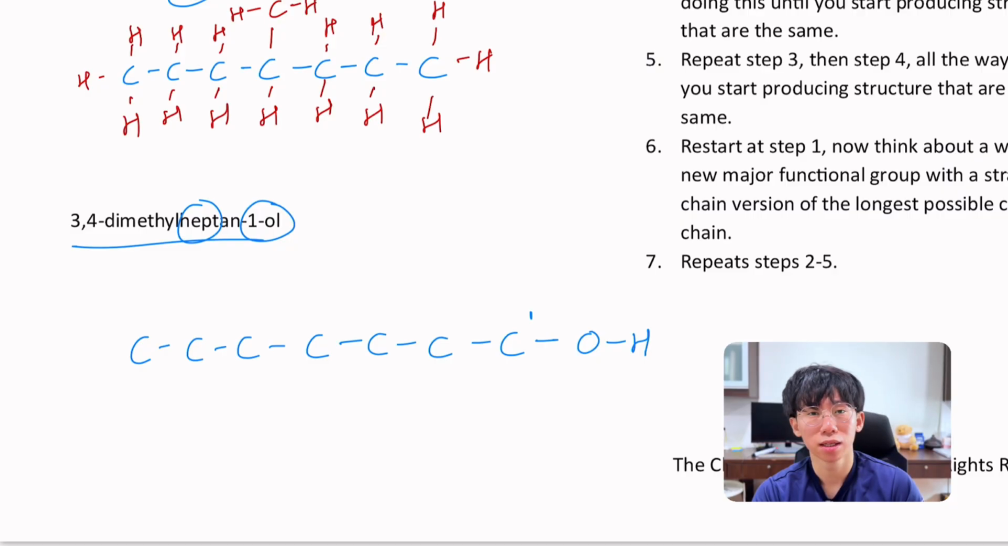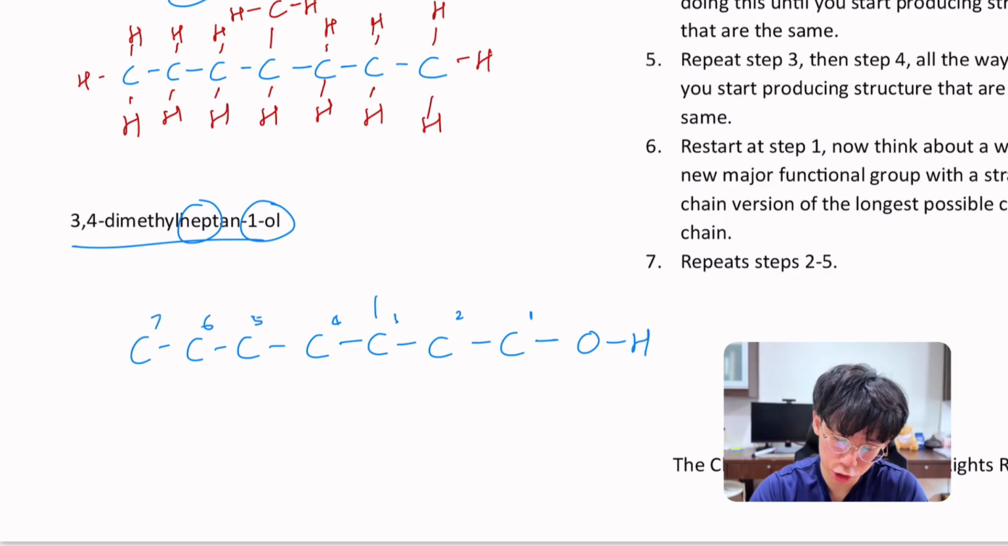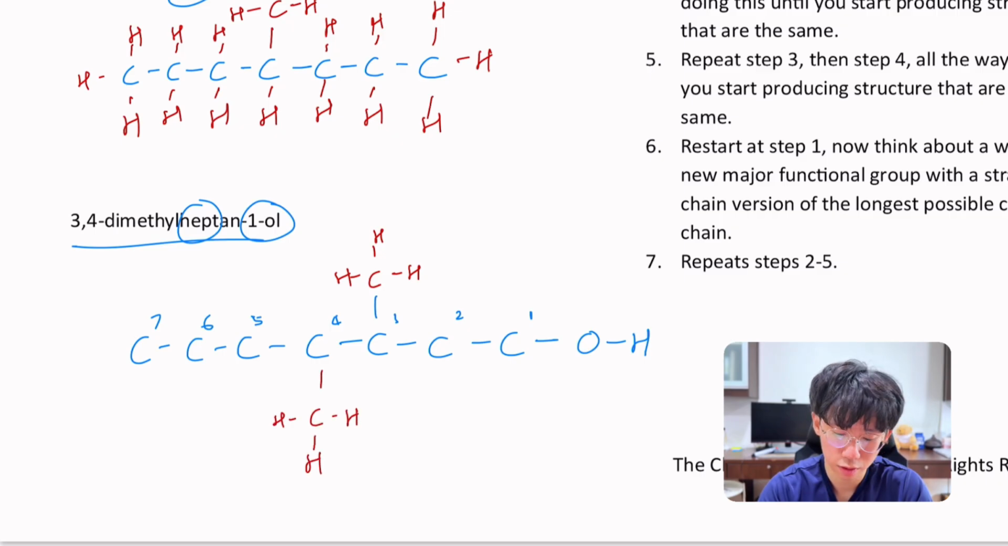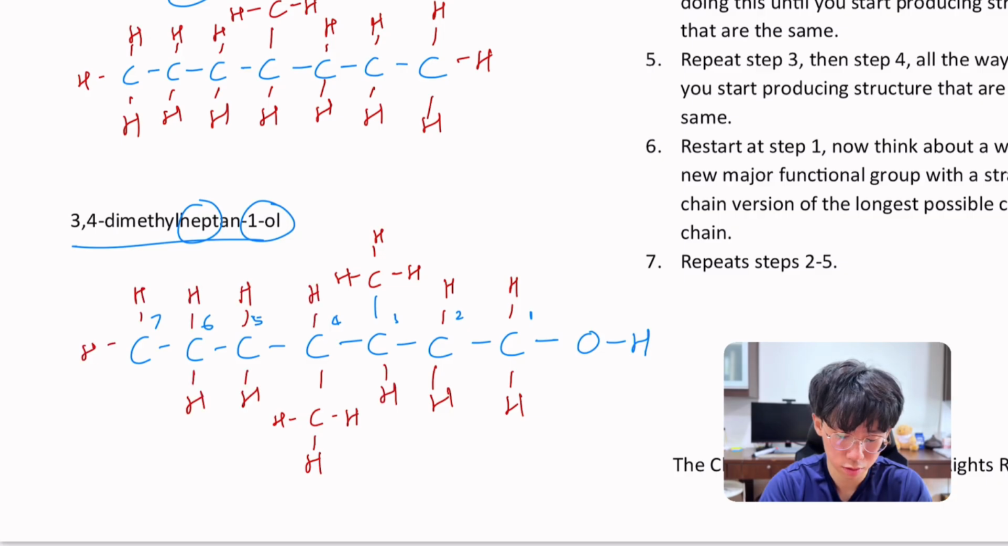Then 3,4-dimethyl. So dimethyl means there's 2 methyl groups, one on the 3rd position, one on the 4th position. Since our carbon on the right is number 1, you have to number them accordingly over here. So there are 2 methyl groups, one on the 3rd position over here, and one on the 4th position over here. And that's it. So I'll fill up the rest of the hydrogens now, making sure every carbon has 4 bonds.